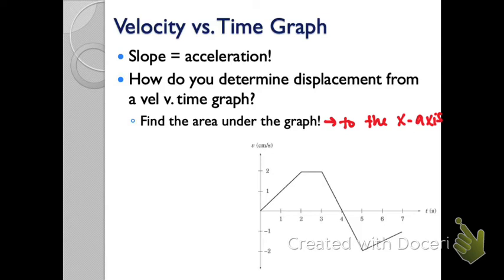So let me explain what that means. If I wanted to find out how far we've traveled from 0 to 4 seconds, I know during that time I sped up, I set my cruise control, then I slowed down, but I moved in the positive direction that whole time. If I want to find out how far I went, I need to find the area under the graph to the x-axis. So I need to find the area of that shape right there.